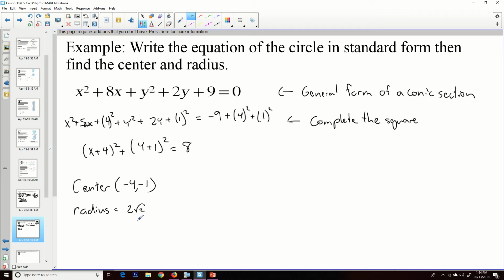And I'm going to check my math real quick here, because half of 8 is 4. 4 squared is 16. 16 minus 9 is 7. And then 7 and 1. So I'm going to go with that. That is my answer for that particular problem.